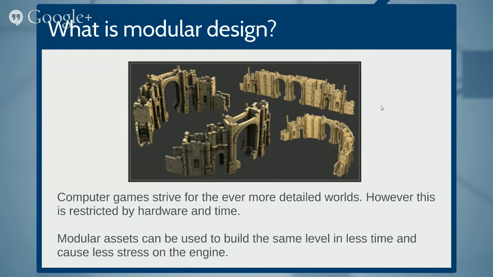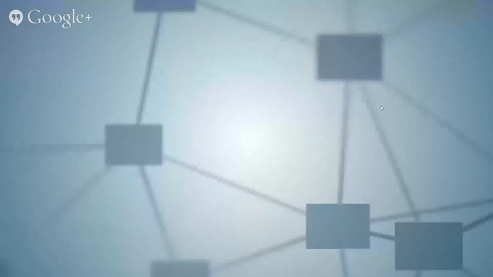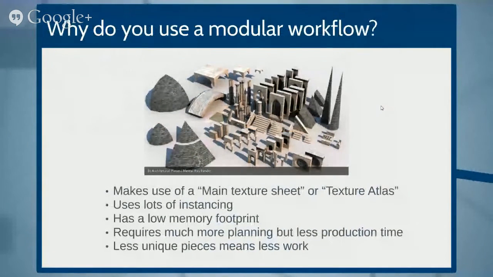So as stated on here, when computer games strive for ever more detailed worlds, it is restricted by your hardware and time. Modular assets can be used to build the same level in less time and cause less stress on the game engine. Okay, so why would you use a modular workflow, and how do you use one? Well, basically, modular workflows make use of one main texture sheet, also known as a texture atlas. If you type texture atlas into Google, you will probably come up with hundreds of these 2048 or even bigger texture sheets that are absolutely rammed full of small separate textures. We're going to talk about a texture atlas potentially in this video, more likely in the next.